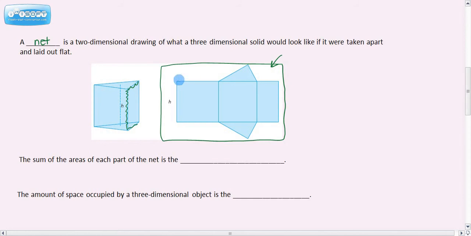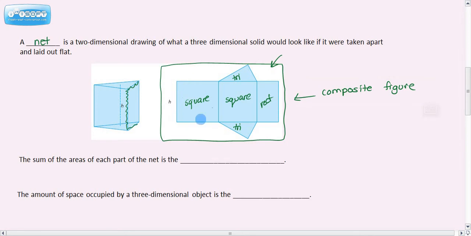Now if you look at this shape, the net, you can cut this net into polygons that you know. We have a square here, possibly another square here, a rectangle here, a triangle here, and a triangle here. So this is a composite figure because it's made up of different polygon shapes.